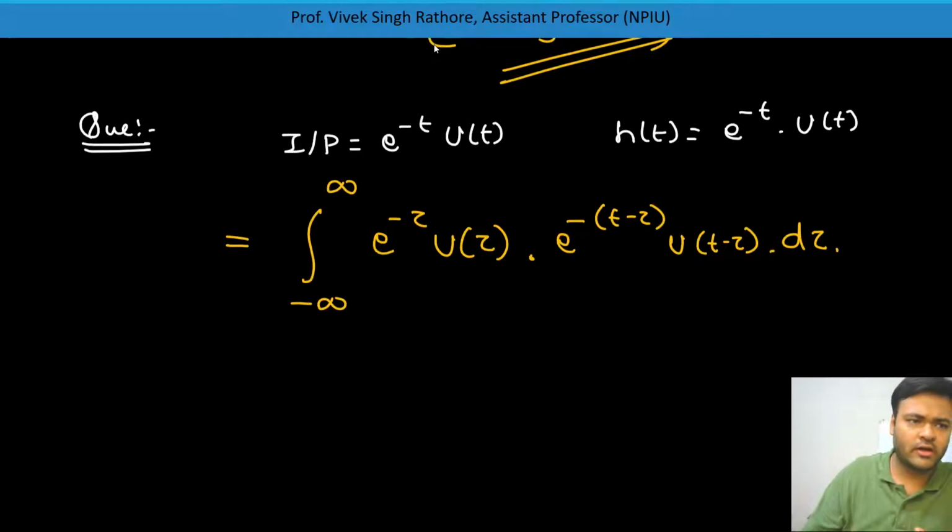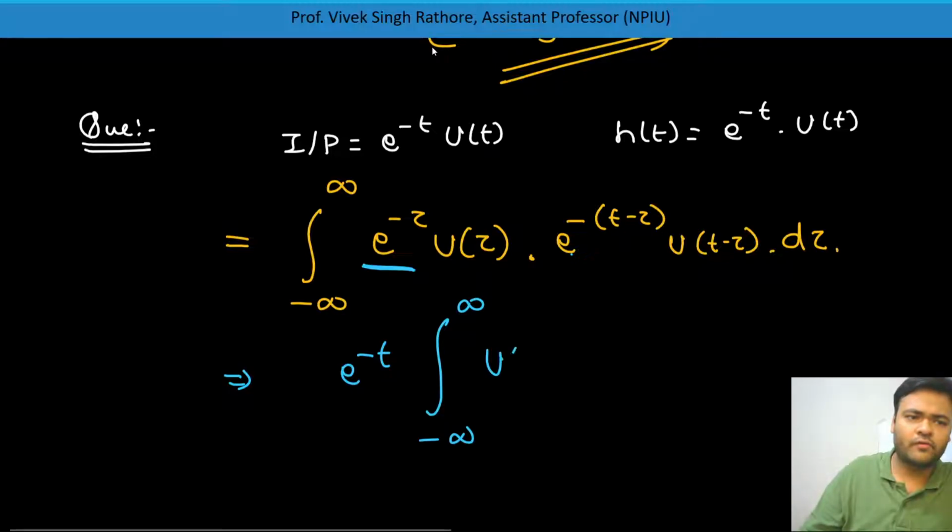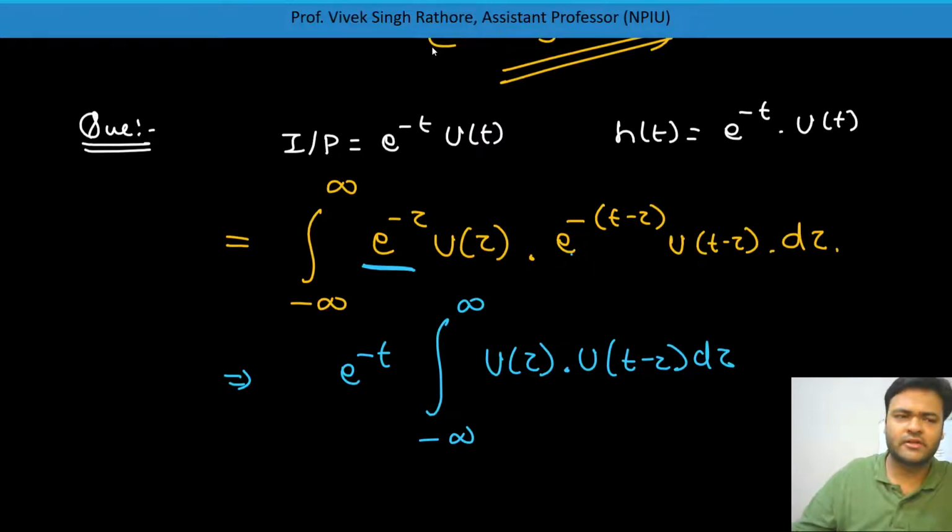Now we'll solve it. See, e to the power minus tau is there, and e to the power plus tau will be there, so it will automatically cancel. No problem, we will cancel it. The main term is e to the power minus t, but it is overall d tau, so e to the power minus t is constant and can come out. So you can take e to the power minus t outside. Minus infinity to infinity, u of tau and u of t minus tau, d tau will be there, else everything is outside.